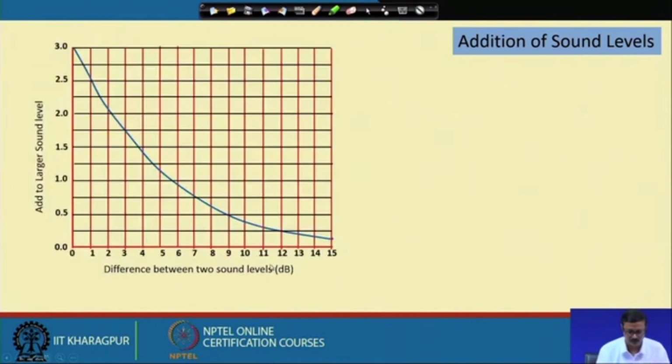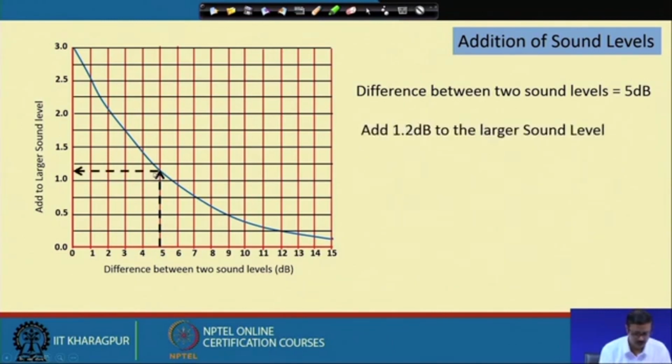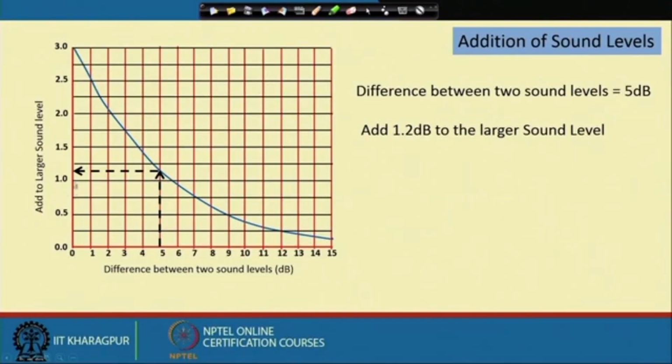That is actually translated over here. Suppose the difference between the two levels of sound is 5 dB, as in my previous example. You go from the x axis to here and then you go here. So, add 1.2, this is 1, this is 1.25, so 1.2 to the larger sound. If there are two sounds which are equal in nature, there is no difference between the higher and lower. So, the difference is 0, and you have to add 3 dB, which we have already discussed in the previous slide.